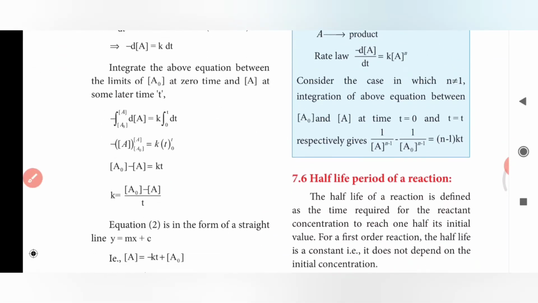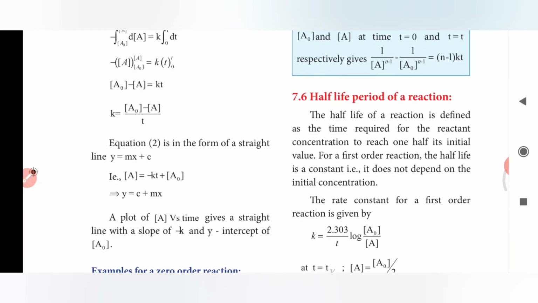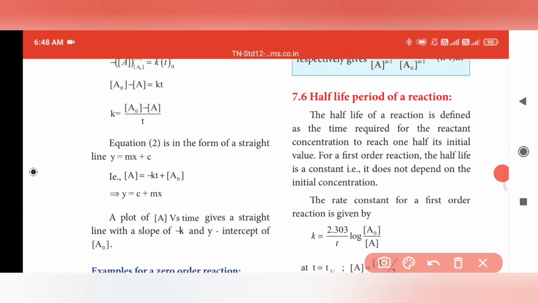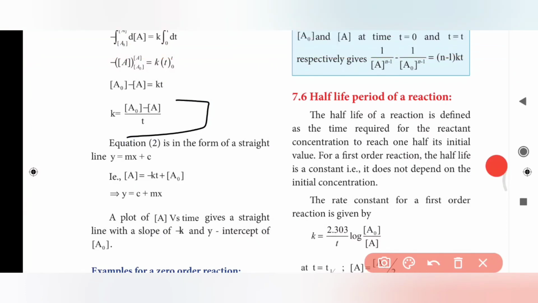By using this equation, it can be written in the form of a straight line, that is y equal to mx plus c. It is enough to write from this only. No need to write this. You have to write the integrated rate law of zero order reaction from this only. You can stop from this.